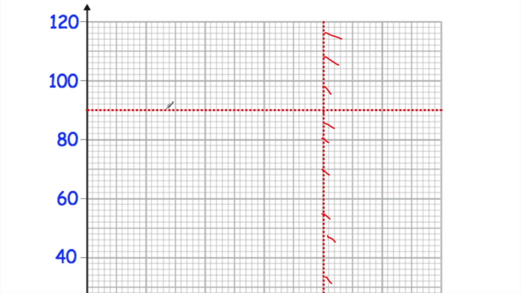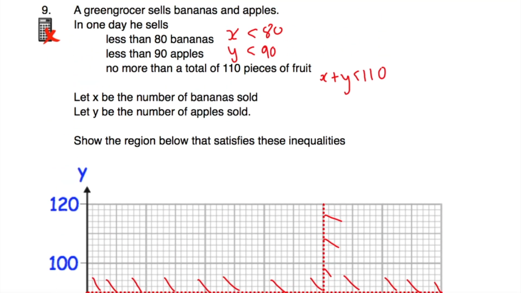So we've just drawn the line of Y equals 90, and it said that Y was less than 90, so it's going to be everything below that line. So let's just reject above that line, like so. Okay, so that's fantastic. We've done two of the inequalities.